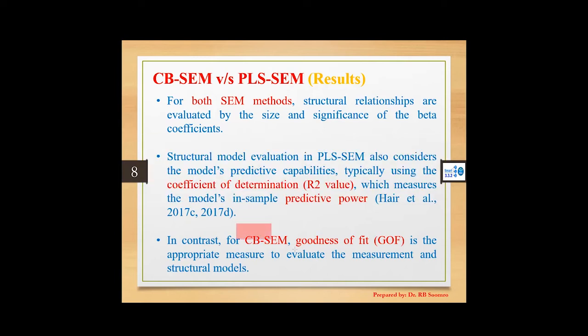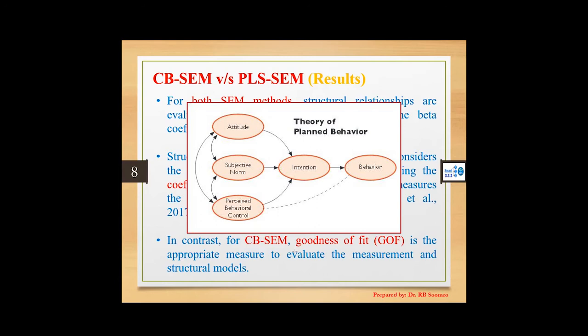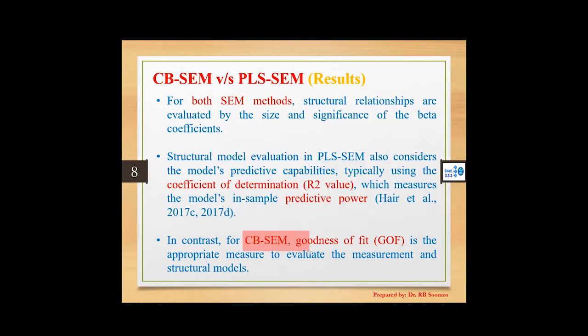And then CB-SEM provides you some goodness of fit indexes, because we apply CB-SEM to test a well-established theory, like the theory of planned behavior. That is a well-established theory. If you want to test this with CB-SEM, it may be a good choice for you, because not only this, but some other criteria are also there to choose. But if you want to test an established theory, then this choice is good. But when you want to develop a new theory, then PLS-SEM is a good choice for you.